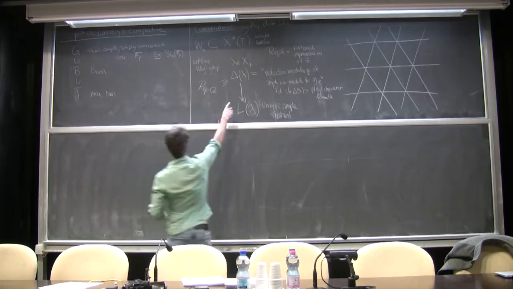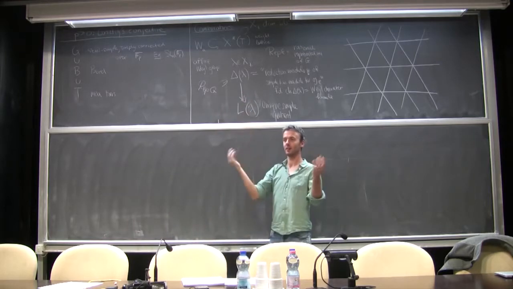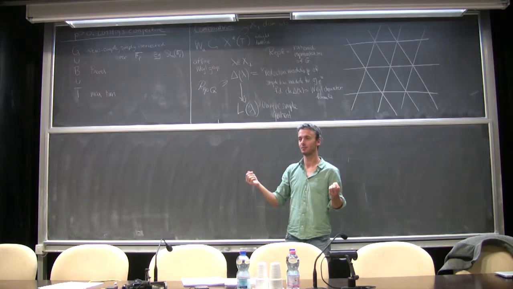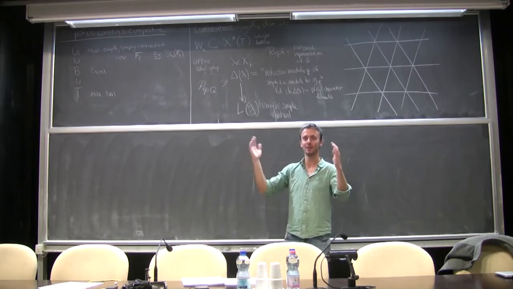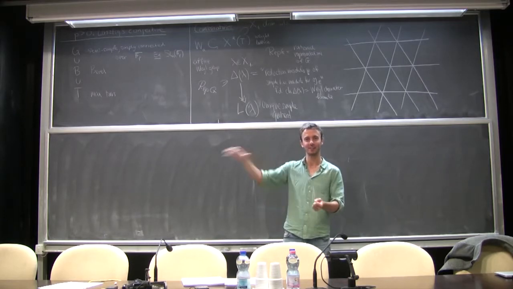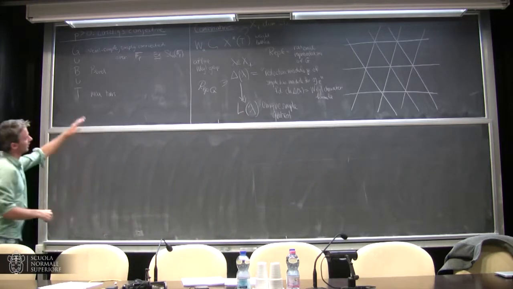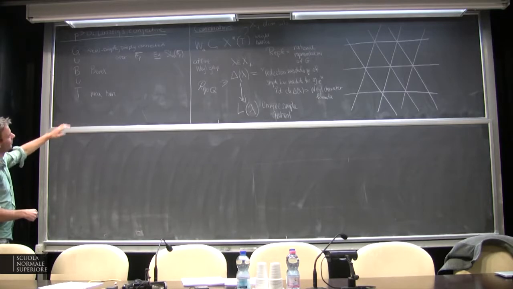So for example, for SL2, the dual of this is just degree d homogeneous polynomials. Whenever you have some reasonable realization of your thing in characteristic zero, this is really just the reduction mod p, with some things brushed under the rug.